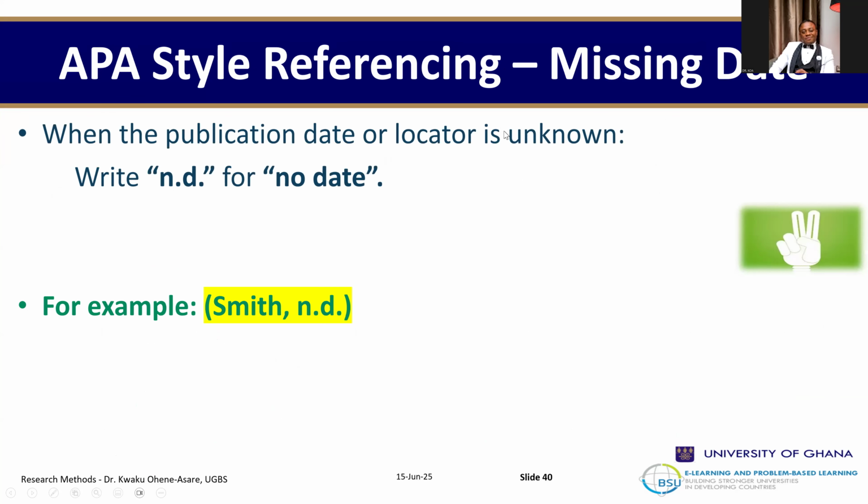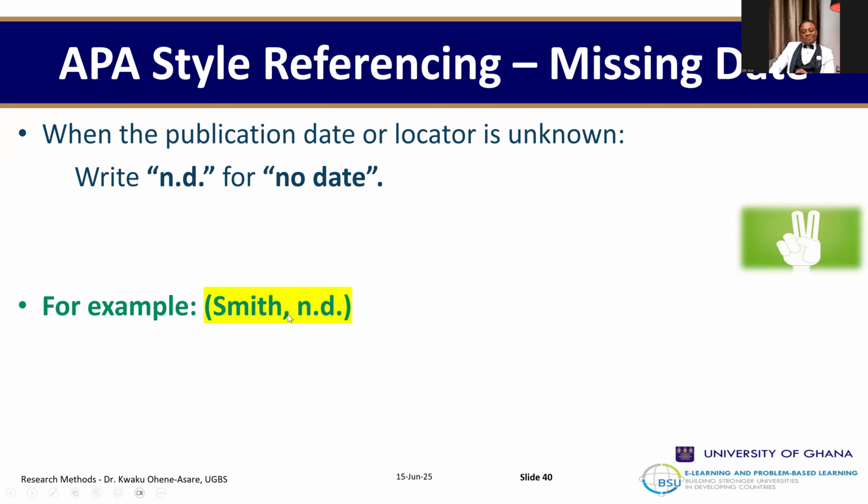Now, where you have a missing date, just write no date. So if it is Smith, you write Smith, comma, N.D., which means there's no date. There's nothing wrong. If you have no date, you have no date. And so you put that there, and then you can answer.